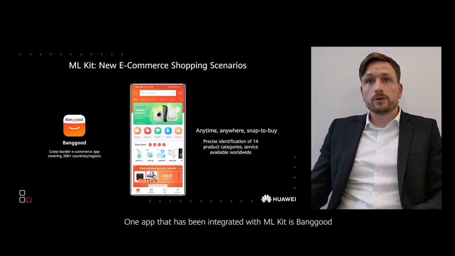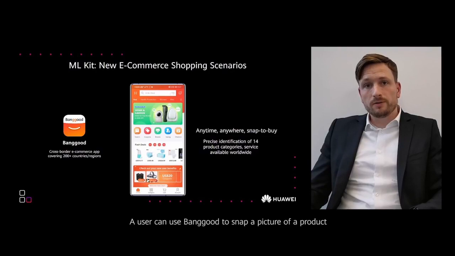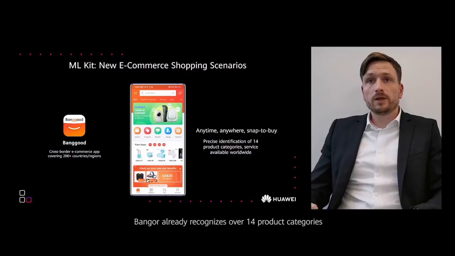One app that has integrated with MLKit is Banggood. It's a cross-border e-commerce platform covering over 200 countries. A user can use Banggood to snap a picture of a product, identify this product in a few seconds, and buy it any time, anywhere. Banggood already recognizes over 14 product categories using MLKit and our on-device machine learning.